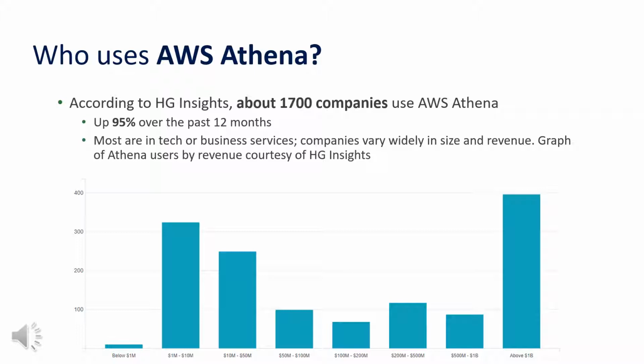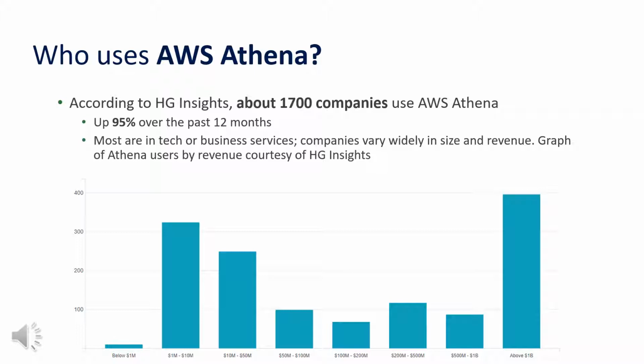So at this point, I was very curious about who uses AWS Athena, and I was expecting it to be a lot of small businesses just because of the cost and scalability benefits. So I found a website called HG Insights, and they did a little analysis about the companies that use AWS Athena, and they found about 1,700 companies. It's actually up 95% over the past year, which is a lot of growth. A lot of these companies are in tech or business services, and the companies varied a lot in size and revenue. Some of them were very small, some of them were absolutely huge.